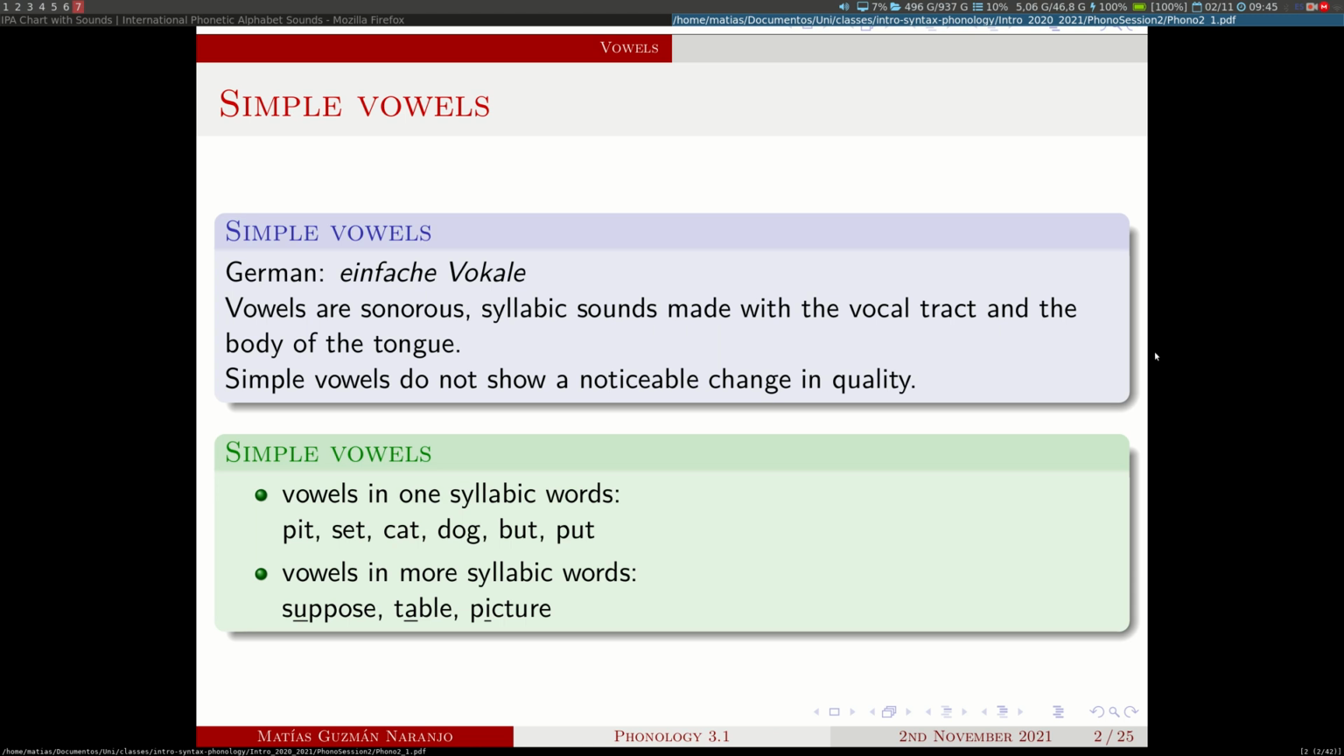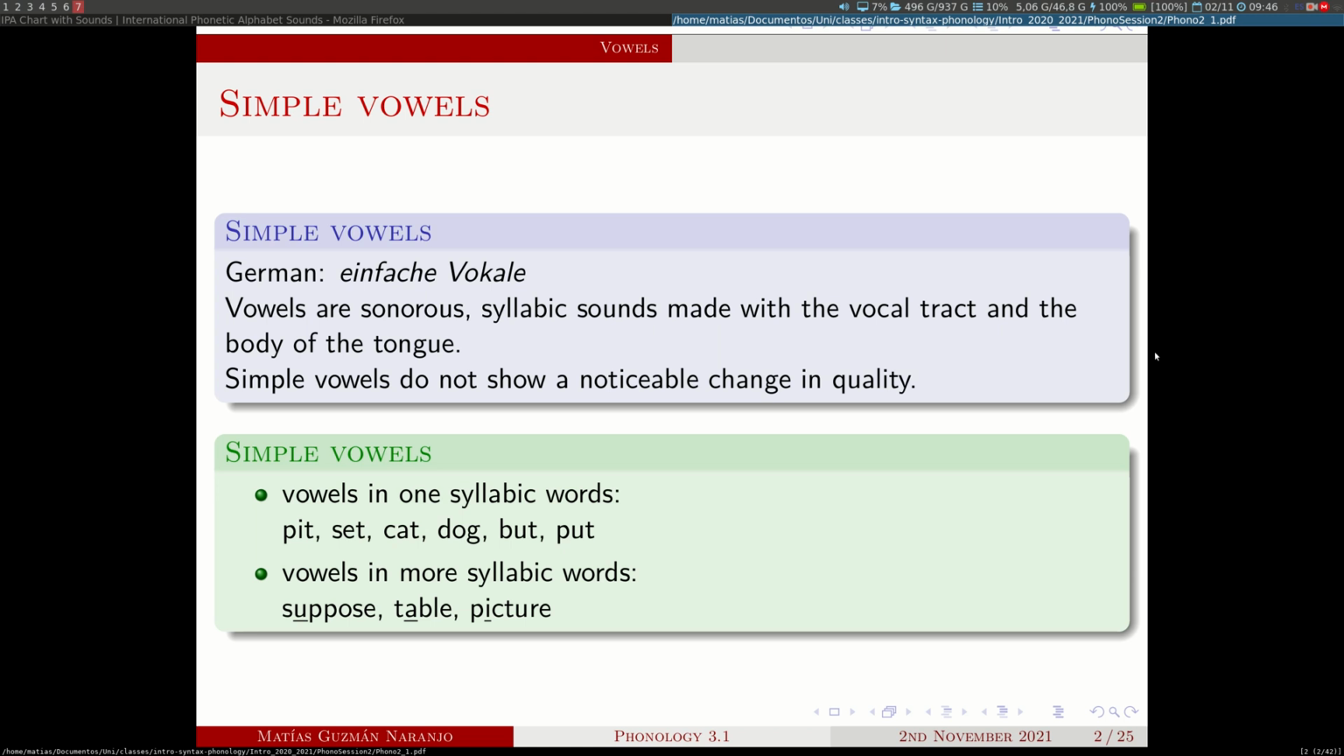The main vowels are usually called simple vowels, in German einfache Vokale, and vowels are, generally speaking, the most sonorous part of a syllable. Syllables are structured around vowels, which are the nucleus of the syllable. Vowels are pronounced, as we mentioned, in the vocal tract and above the glottis. The main articulator for vowels is the tongue, or the body of the tongue, but there's also a little bit of involvement of the lips. Simple vowels are homogeneous throughout the articulation. They have the same quality throughout.